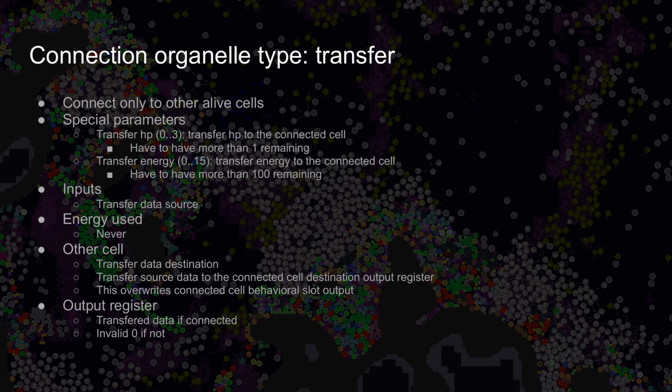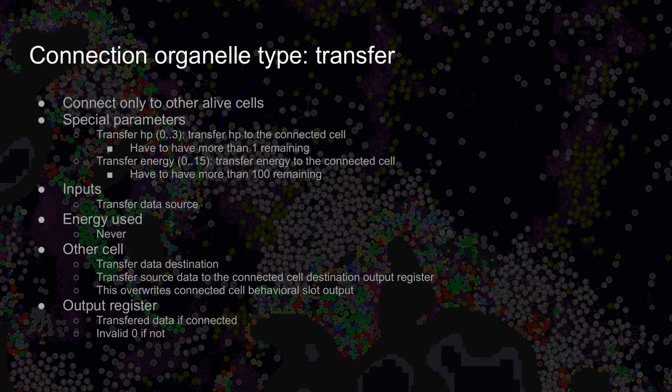The third connection type is transfer. It can only connect to other living cells. It has two special parameters, transfer hit points and transfer energy. When a transfer organelle is connected, it transfers hit points, energy, and data to the other cell. The cell making the connection has to have at least one hit point remaining after the transfer to transfer hit points, and 100 energy to transfer energy.